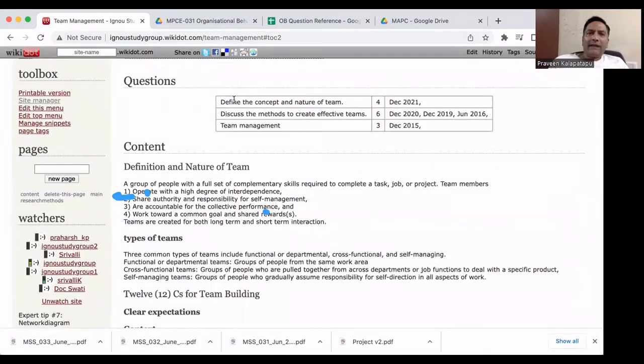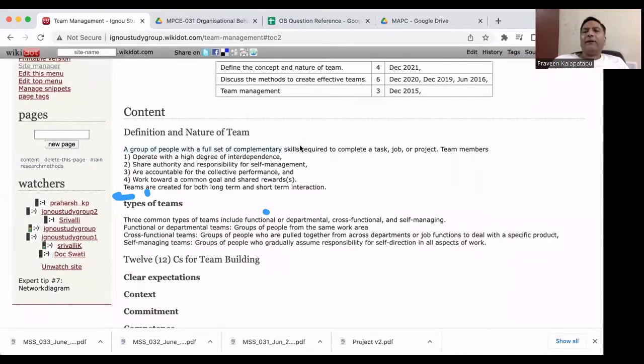So the definition part is one thing: what is the concept and nature of the team? This is one of the questions that is really asked. So, a group of people with a set of complementary skills. What is a team? It is a set of people who have complementary skills, because they need to form a group or a team to complete a task or a job or a project. They operate with a high degree of interdependence. So now it is a close-knit team.